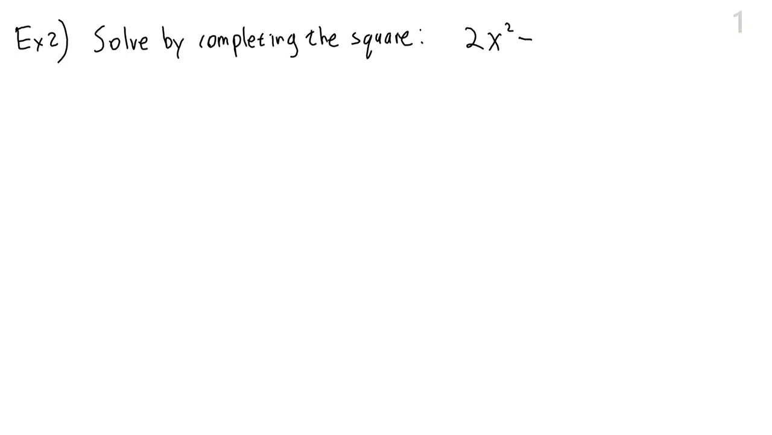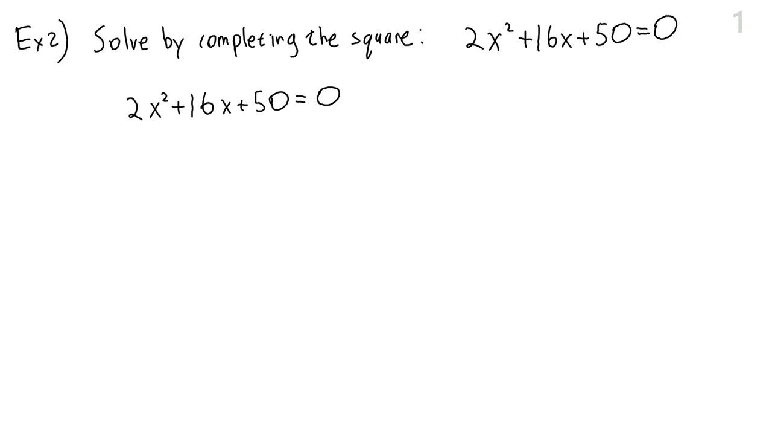2x squared plus 16x plus 50 equals 0. So we write down this equation: 2x squared plus 16x plus 50 equals 0. Now the first thing that I observe about this equation is that there's a greatest common factor of 2. So I can divide all the terms by 2 and I will not change my equation at all.